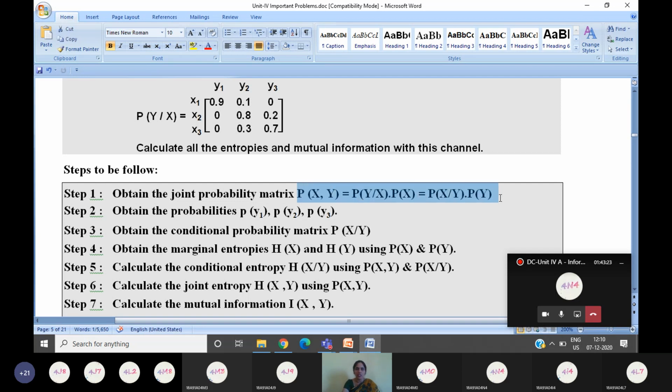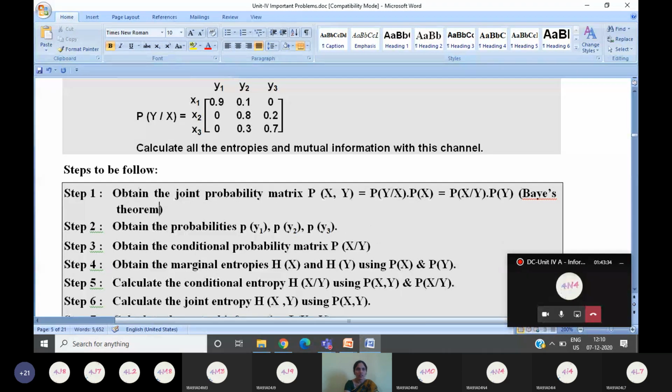Observe the Bayes theorem equation. This is Bayes theorem equation. Okay, otherwise I can write here. This is from the Bayes theorem.